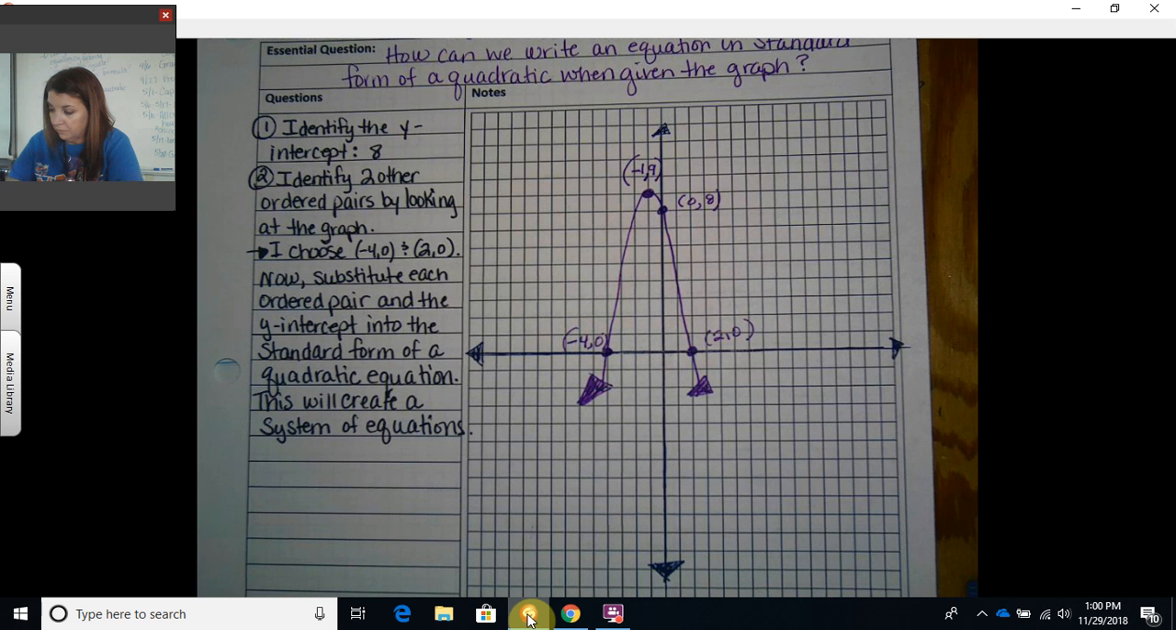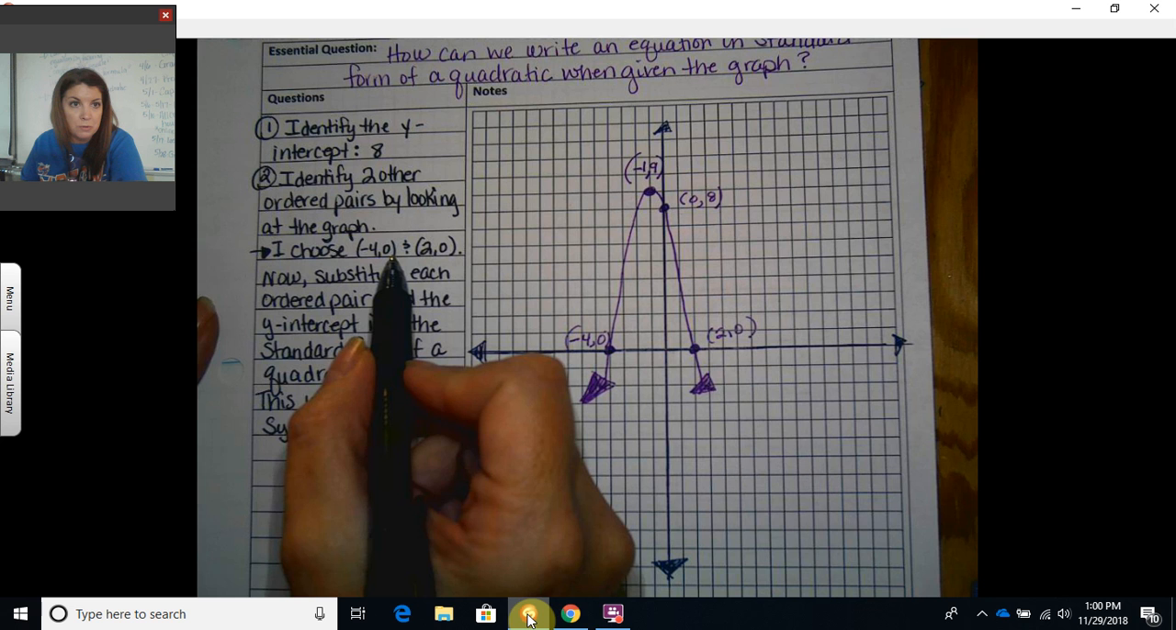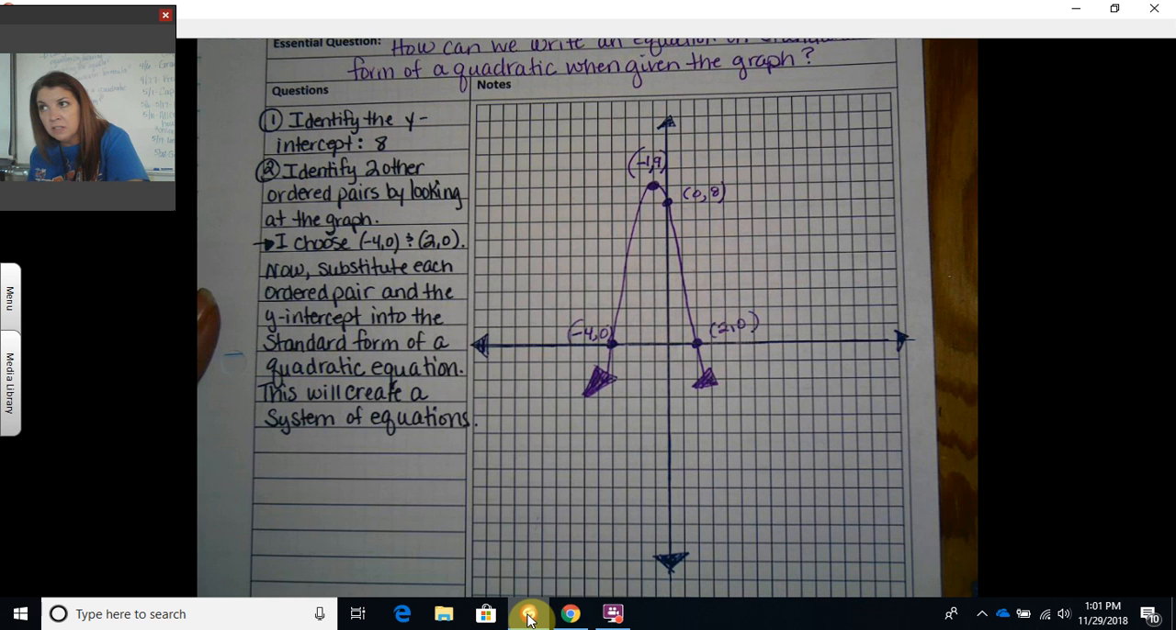All right, so I'll start with the first ordered pair. You do both of the ordered pairs separately. Okay, so I'll start with -4, 0. If I wanted to start with 2, 0, I could. It doesn't matter which one you start with. So I'll start with -4, 0.